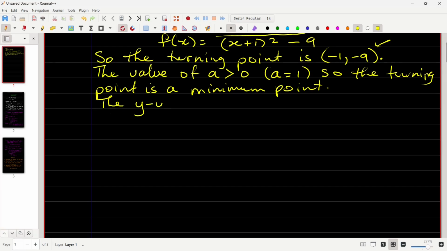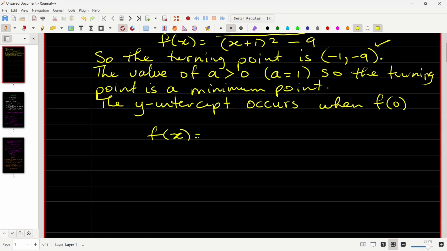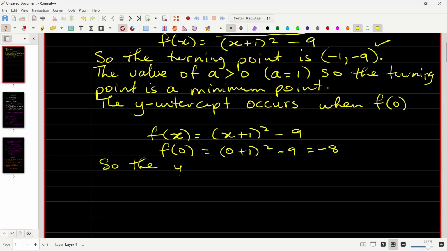The y-intercept occurs when f is evaluated at 0. F of x is equal to x plus 1 squared minus 9. So f of 0 would be equal to 0 plus 1 squared minus 9, which is 1 minus 9, which is minus 8. So the y-intercept is 0, minus 8.